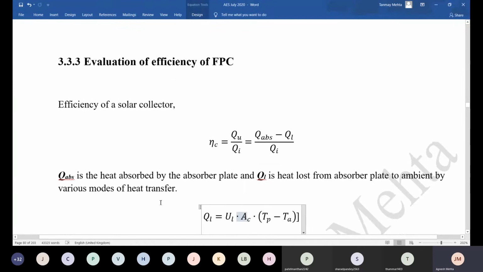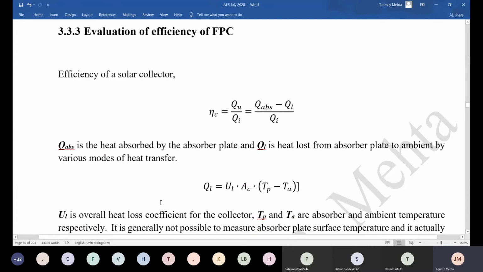Now let us focus on the efficiency of a flat plate collector. What are the factors affecting the efficiency of a flat plate collector? So we'll do some kind of manipulation of the formula for efficiency, and that will help us to identify the parameters which affect the efficiency of a flat plate collector. So once you understand which are the parameters affecting, accordingly you can try and either estimate or change the parameters so that you get higher efficiency.